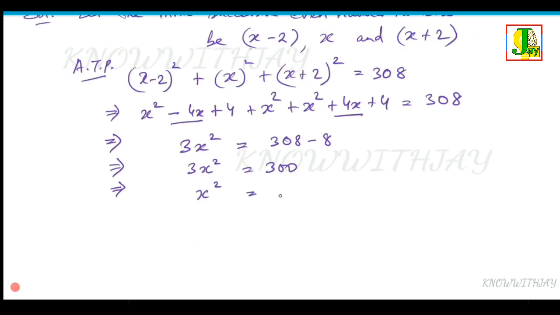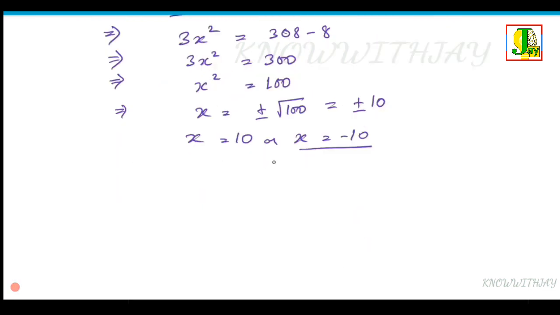x square equals 300 divided by 3, we get 100, and that's x equals plus minus root over 100, which is plus minus 10. But we need consecutive even natural numbers. Minus 10 is not a natural number, so obviously we are going to discard minus 10. So we get x equals 10.